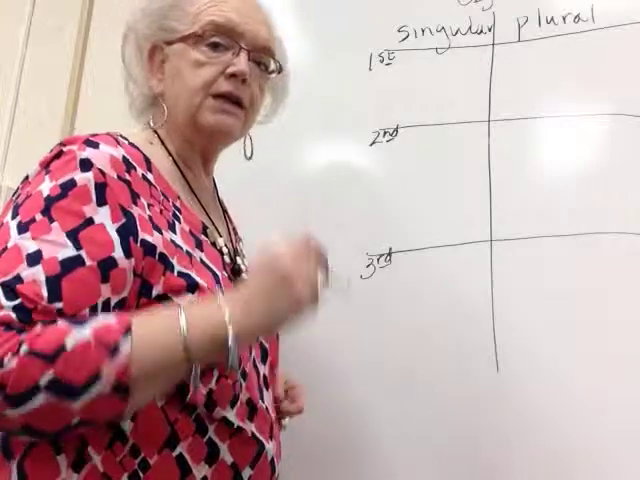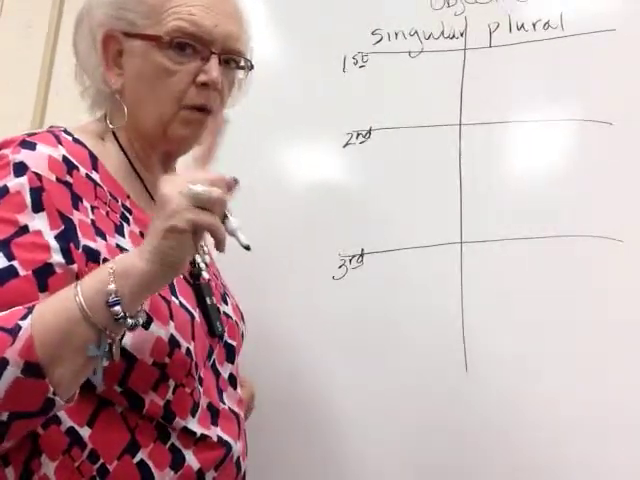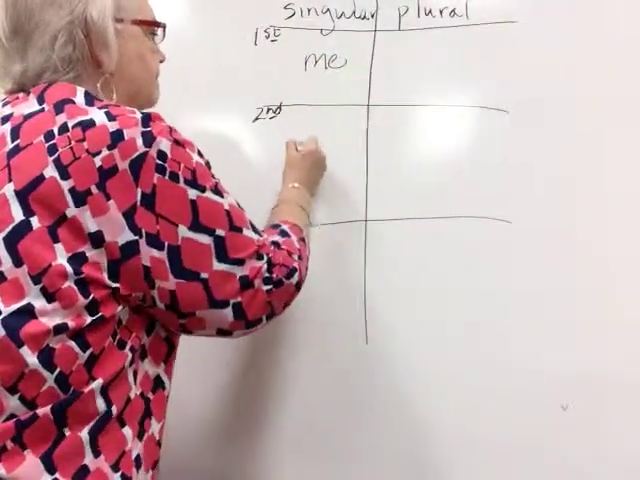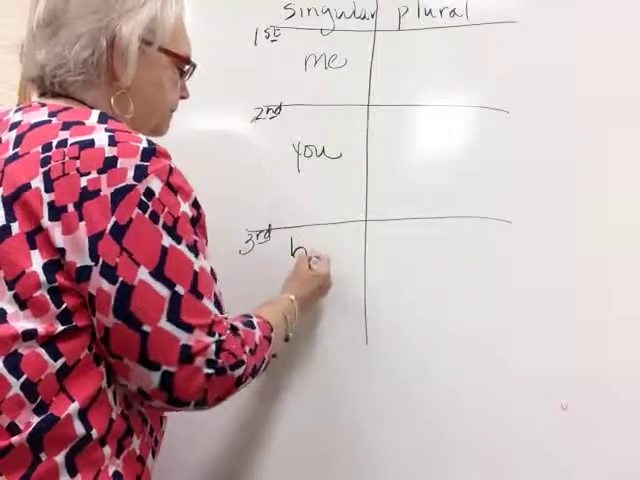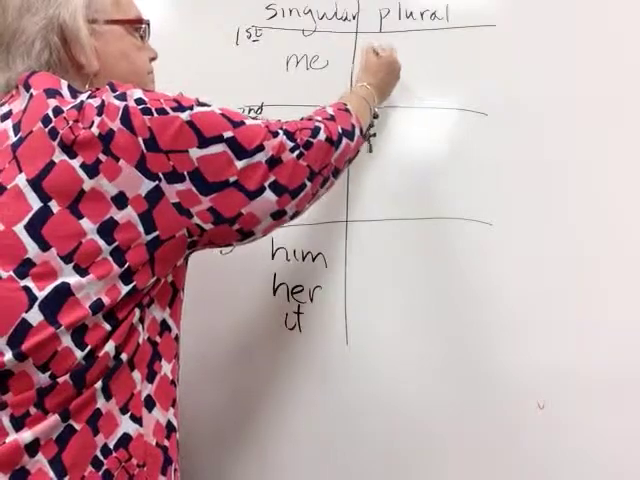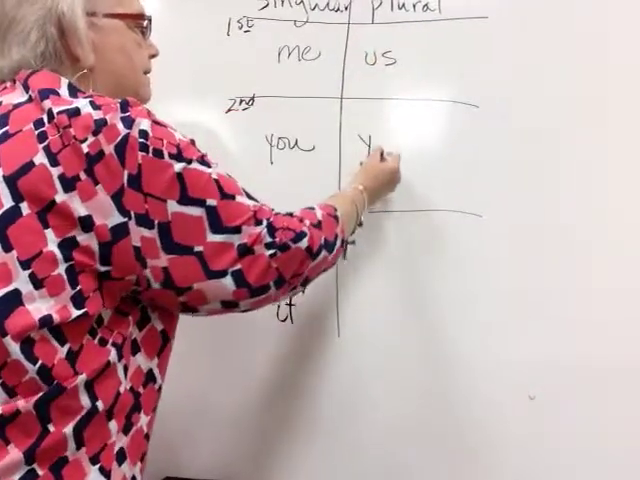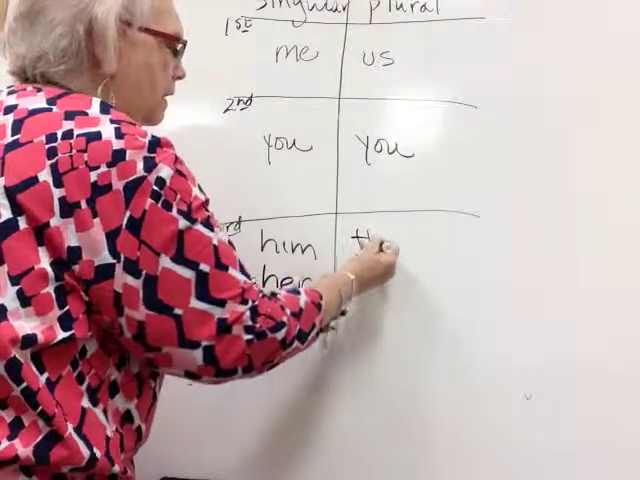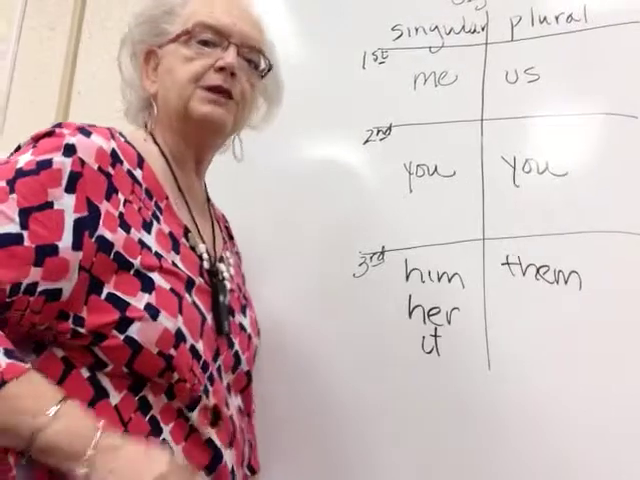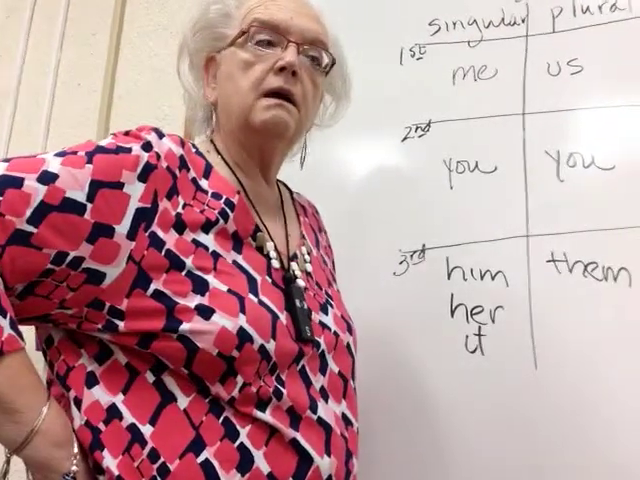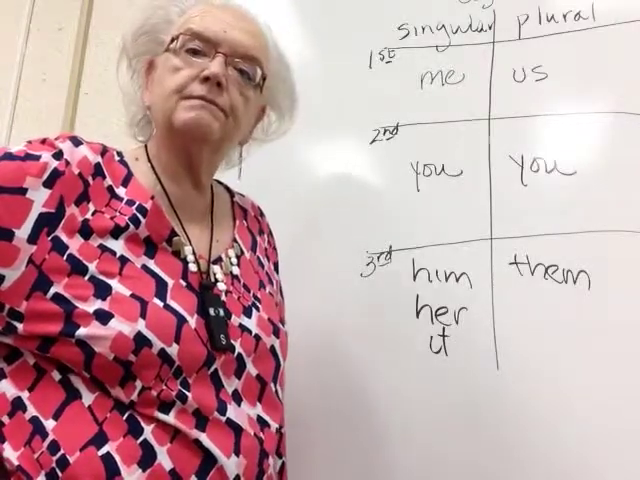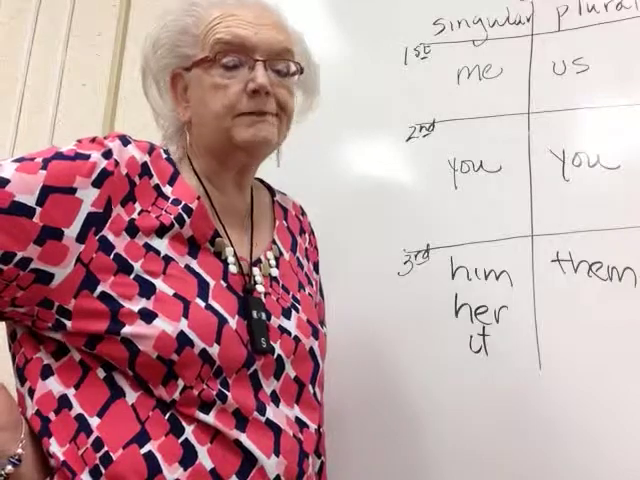So your objective case personal pronouns, we're still on pronoun number 1, personal pronouns, is me, you, him, her, it, us, you, and them. These will be objects of prepositions, objects of verbs, direct objects, indirect objects. It's about the only places you can use them.